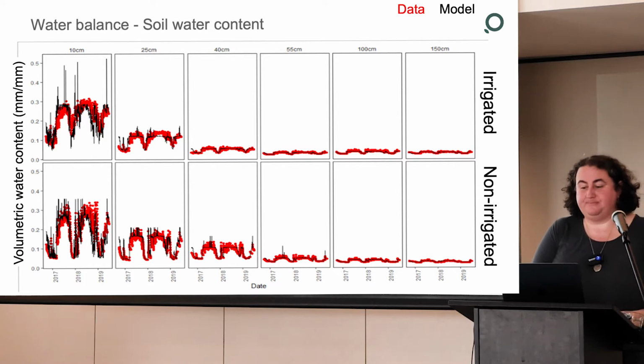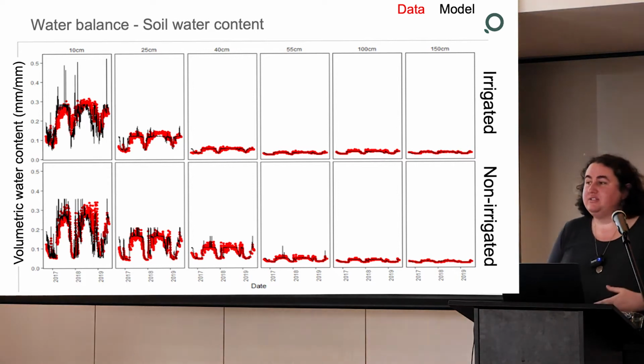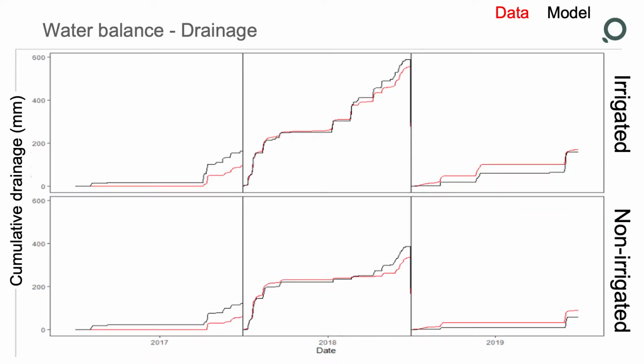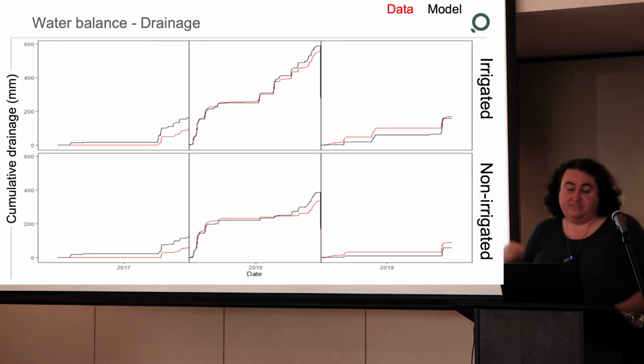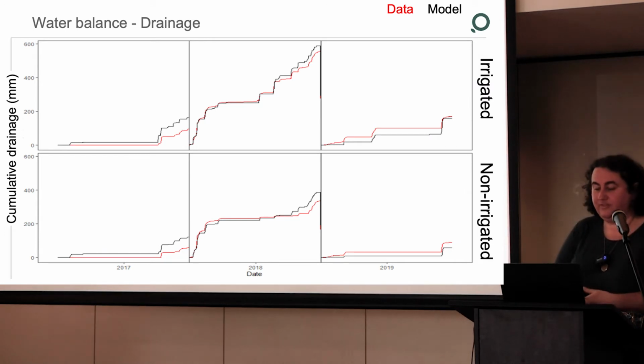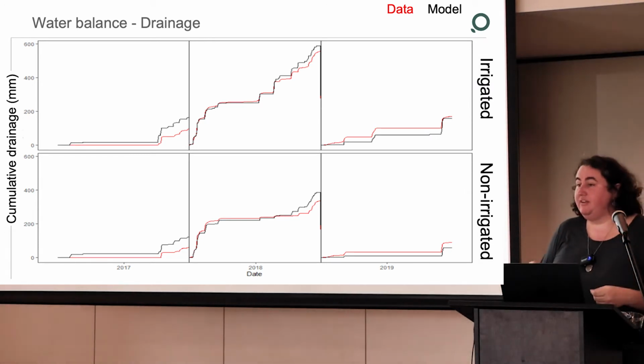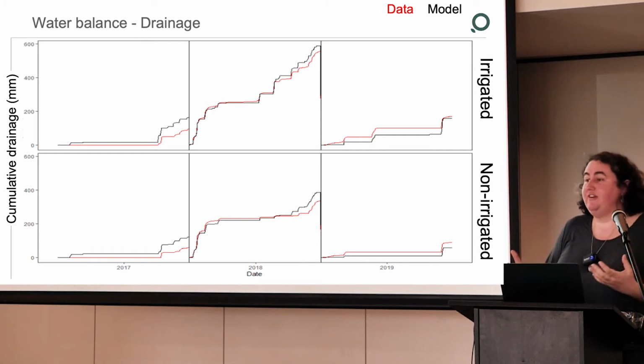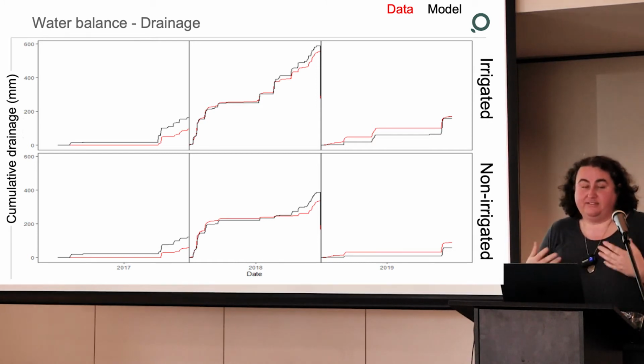When we look at the behaviour in drainage, again, the red being the data, the black line being the model. Cumulative drainage over each one of those years for both the irrigated and non-irrigated was reasonably good. There's a few areas where the timing might not have been quite right, but generally speaking, given how variable drainage can be, this is a pretty good adherence to the data.